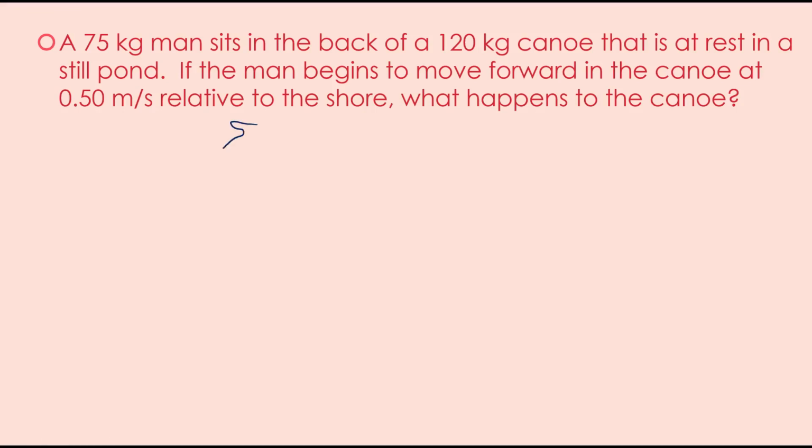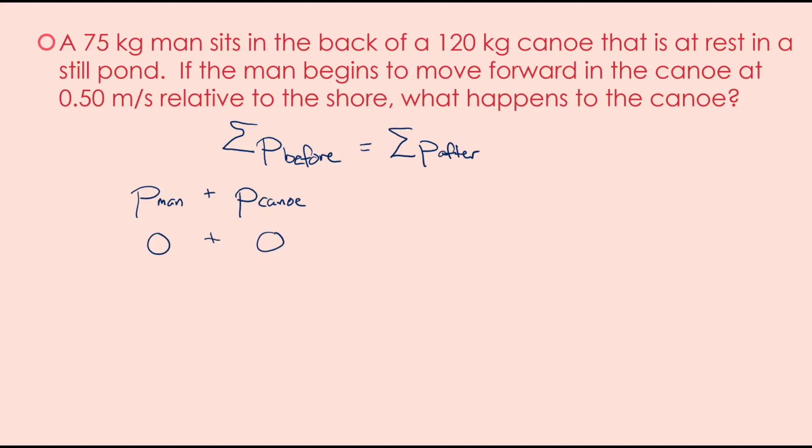We said that the sum of the momentum of everything before anything happens is going to equal the sum of the momentum after whatever collision happens. Now this is kind of like a backwards collision because everything starts together and then it's actually going to move apart. So the two objects are the man and the canoe. So before, the man is stationary. The canoe is stationary. Neither one has any momentum.